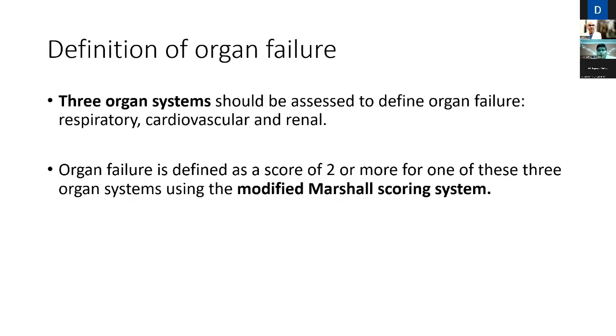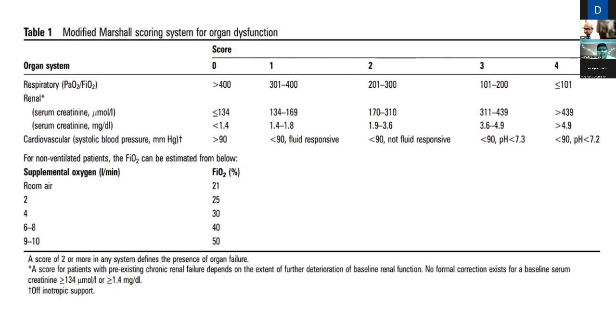So, how do they define organ failure? They use the modified Marshall scoring system, in which three organ systems, respiratory, cardiovascular, and renal, are scored, and when the score is two or more, they consider it organ failure. In respiratory, the PF ratio is less than 300. In renal, when serum creatinine is more than 1.9, and in cardiovascular, when systolic blood pressure is less than 90 millimeters of mercury and not responding to fluid.